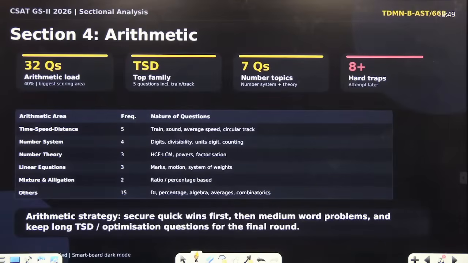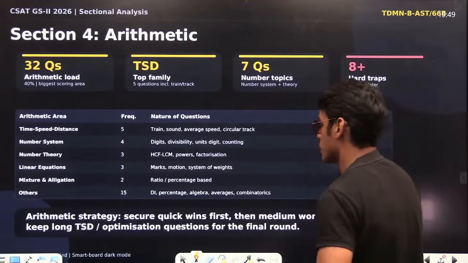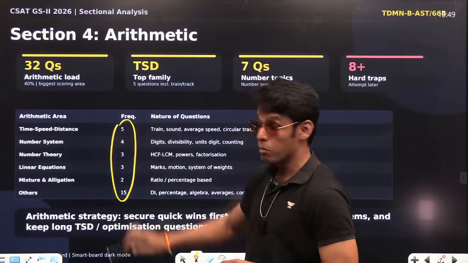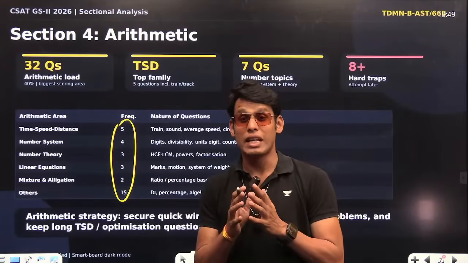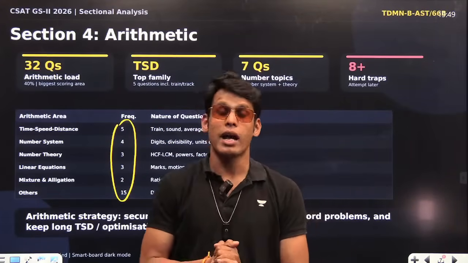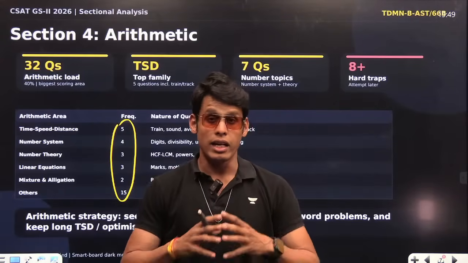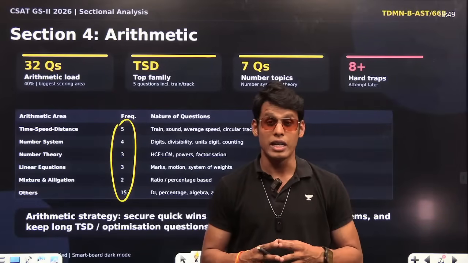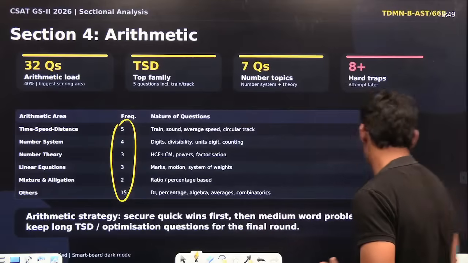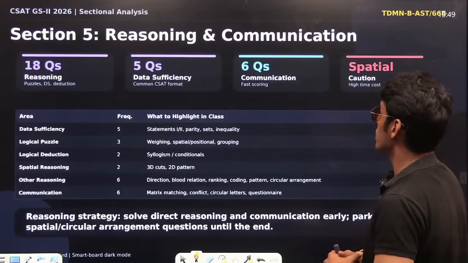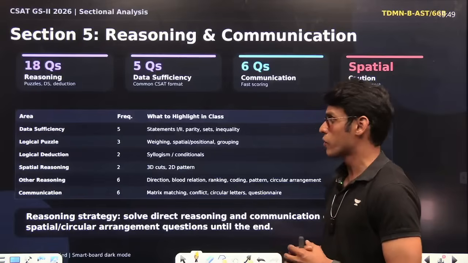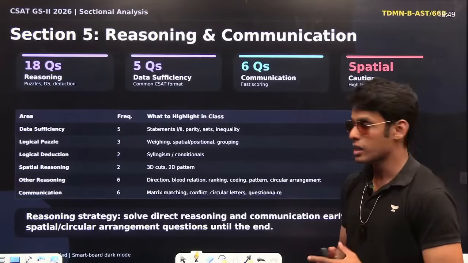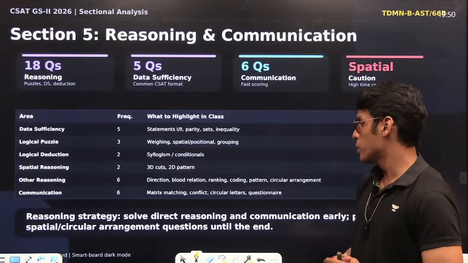Now I can see your chat. Yes. What I saw is that many of the problems had very lengthy calculation and were very difficult to interpret, and that is why I can say your experience must have been very shocking and very bad, right? In the reasoning and communication part, 5 problems were of data sufficiency, 3 of logical puzzle, 2 were logical deduction, 2 were spatial reasoning, basically distances and all these things. Other reasoning 6 problems, communication 6 problems.